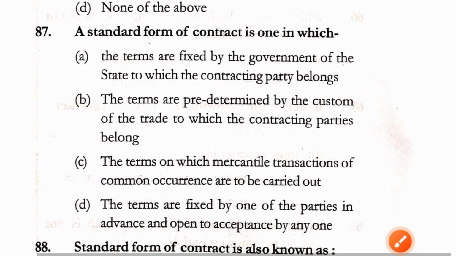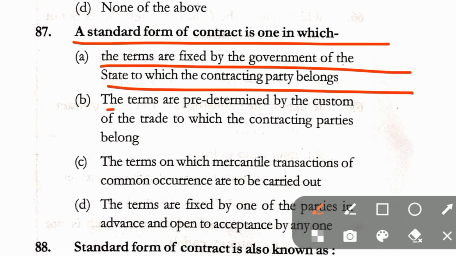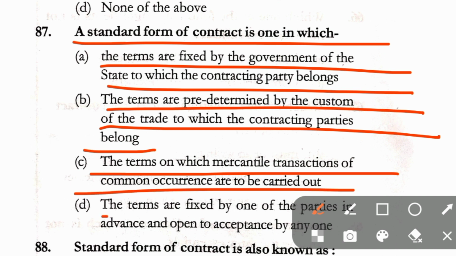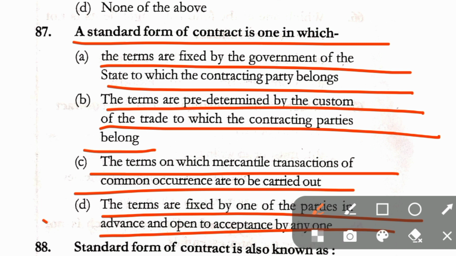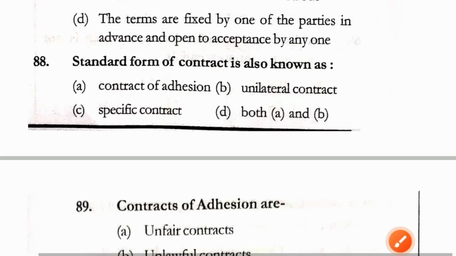Question number 87. A standard form of contract is one in which the terms are fixed by the government of the state to which the contracting party belongs. B, the terms are predetermined by the custom of the trade to which the contracting party belongs. C, the terms on which the mercantile transactions of common occurrence are to be carried out. And D, the terms are fixed by one of the parties in advance and open to acceptance by anyone. Here in question number 87, correct answer is option D. The terms are fixed by one of the parties in advance and open to acceptance by anyone.